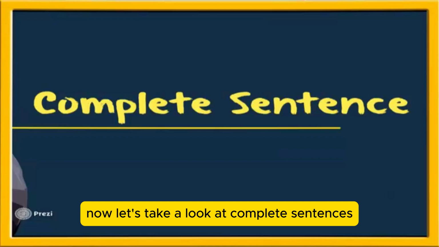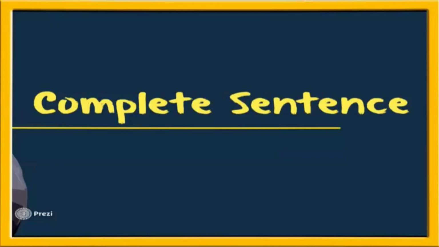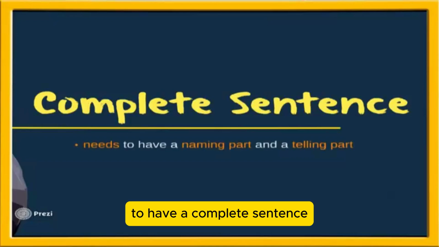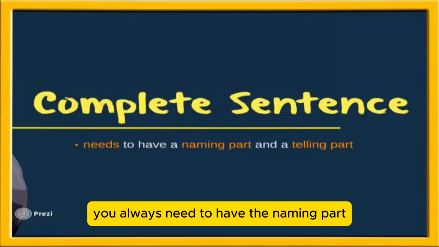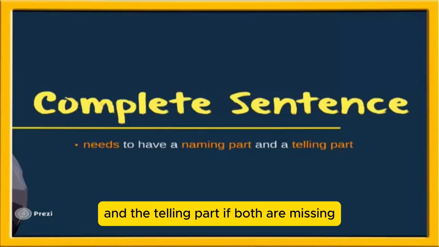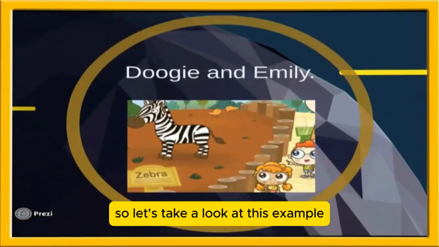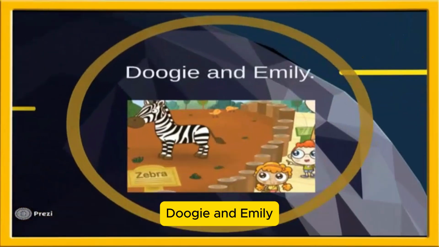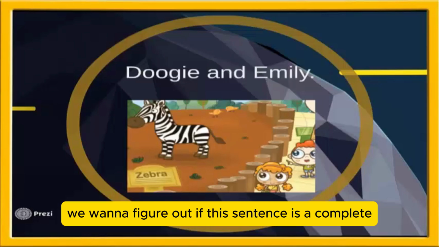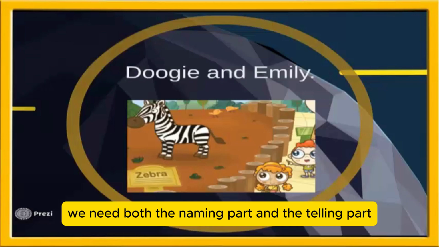Now, let's take a look at complete sentences. To have a complete sentence, you always need to have the naming part and the telling part. If either is missing, it is not a complete sentence. So let's take a look at this example. Doogie and Emily. We want to figure out if this sentence is a complete sentence. Remember, we need both the naming part and the telling part, so look for both.